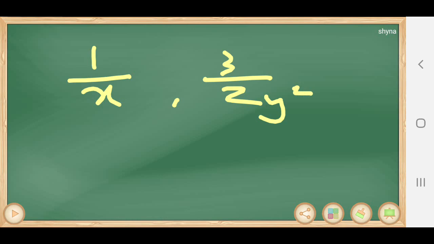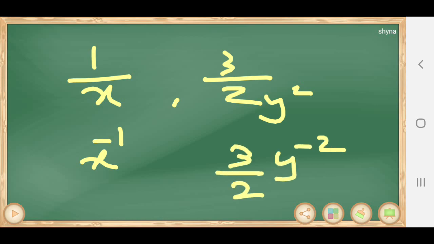These are not examples of polynomials, because 1 by x is the same as x raised to negative 1. So the power is negative. 3 by 2 y square is 3 by 2 y raised to negative 2. While exchanging the number from denominator to numerator, the exponent sign will change. You've already studied in lower class. Okay, dear children, these are not polynomials.